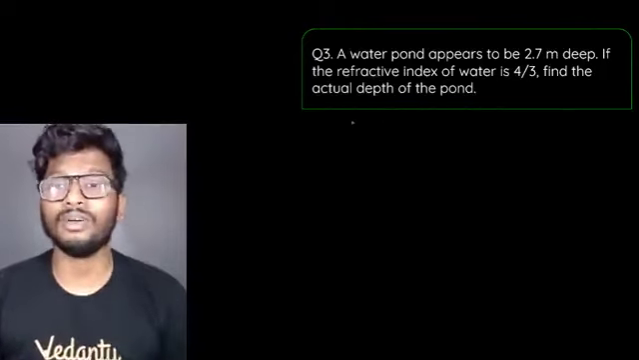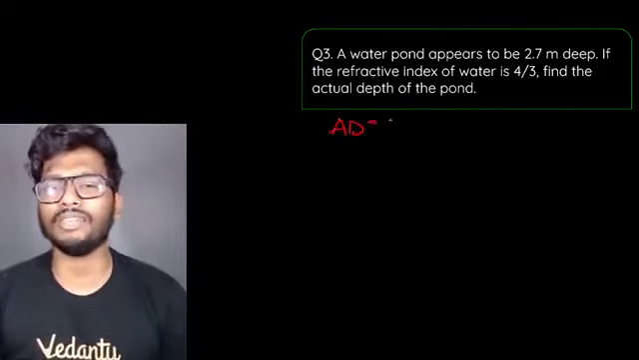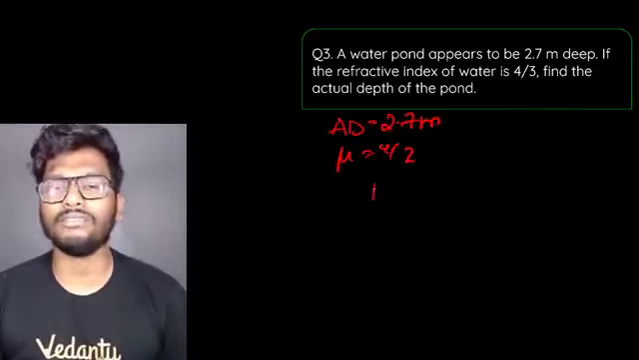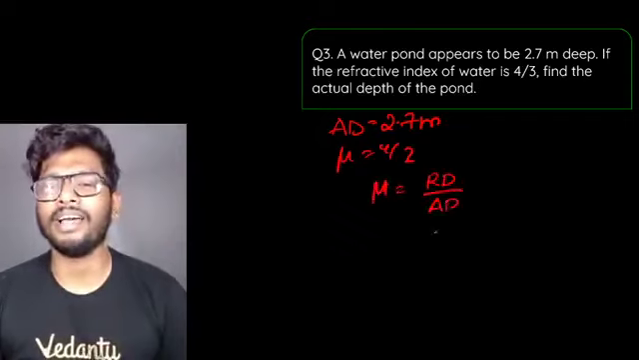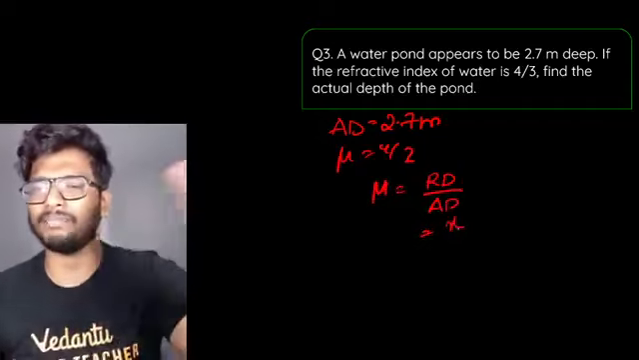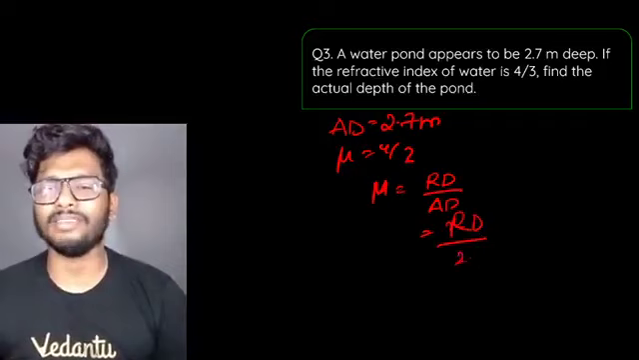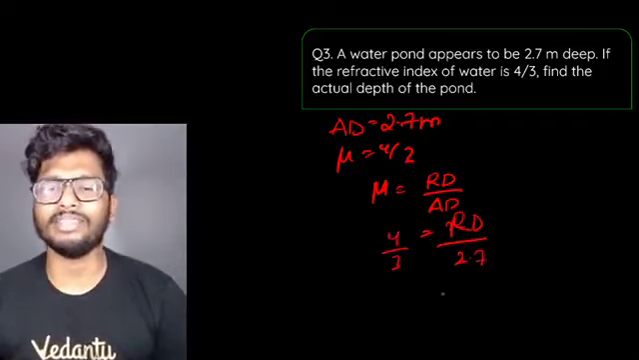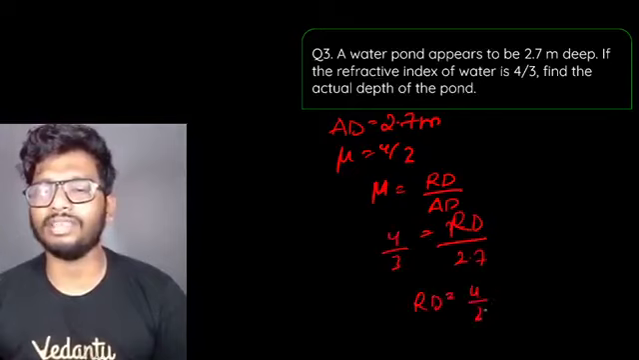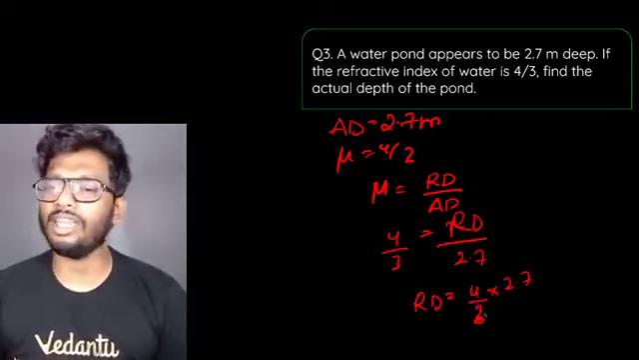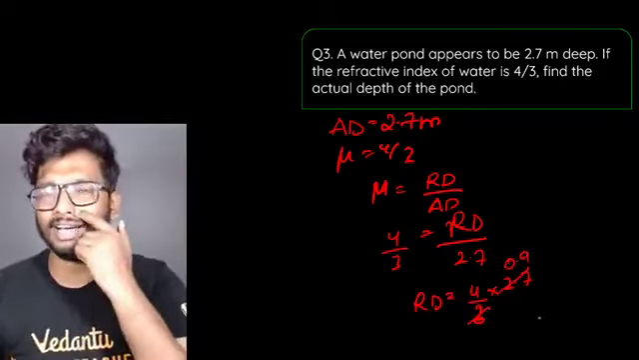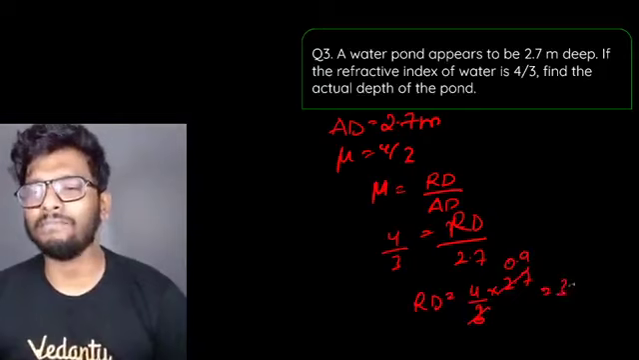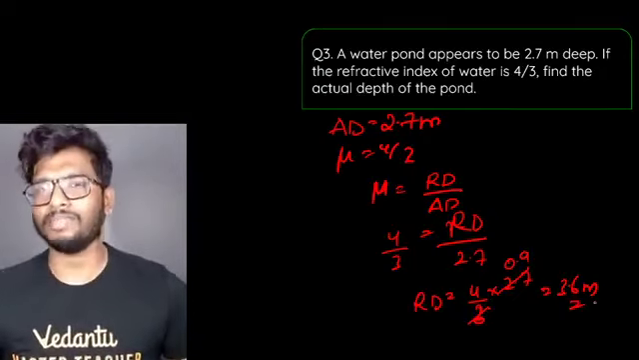So let me just put it down. The apparent depth is given as 2.7 meters. They've given you the refractive index as 4/3. So what is the formula? Mu is equal to real depth by apparent depth. Real depth I do not know, so I'll just keep it as RD itself. Apparent depth is given as 2.7, and mu is 4 by 3. So real depth is equal to 4 by 3 into 2.7. 3 into 9 is 27, so that's 0.9. 4 into 0.9 is 3.6. So it'll be 3.6 meters. Simple. That's how it is.